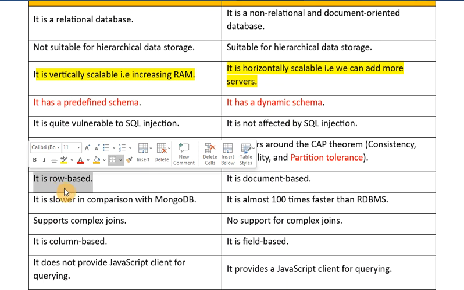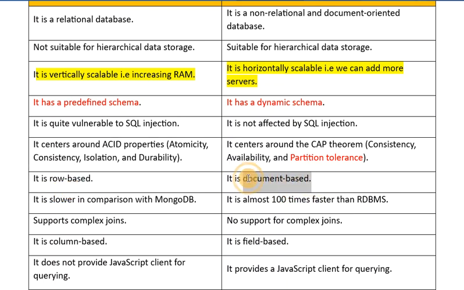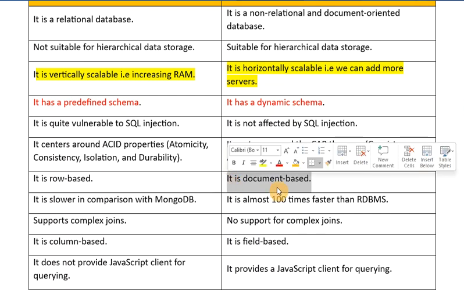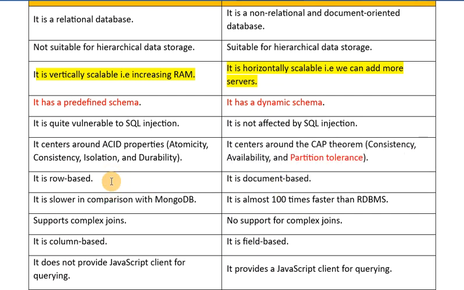Here we are going to store the information row-wise, but here we are going to store the information document-wise. So it is document based, versus row based. Now the next point is speed. RDBMS is slower as compared with MongoDB, and MongoDB is comparatively 100 times faster.